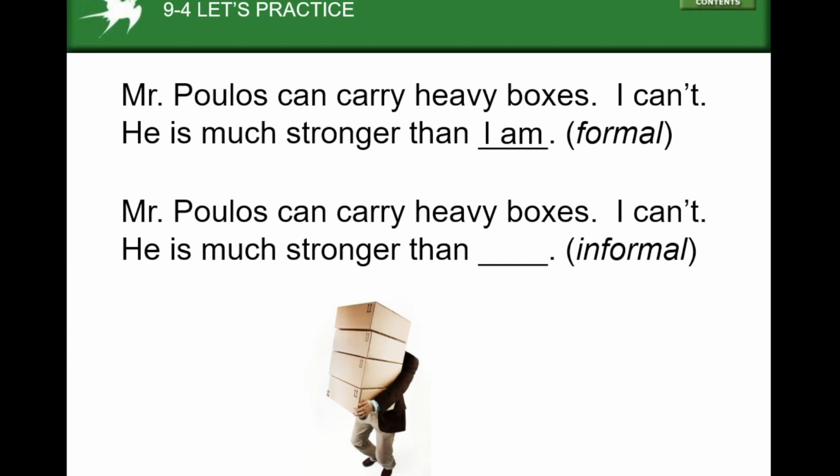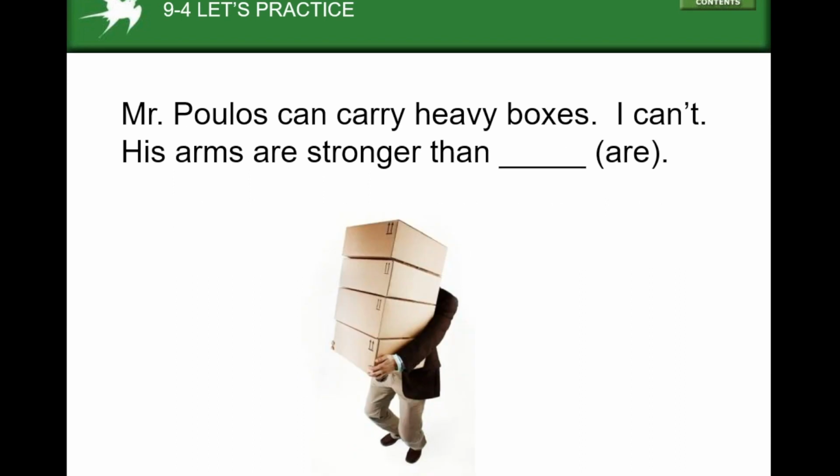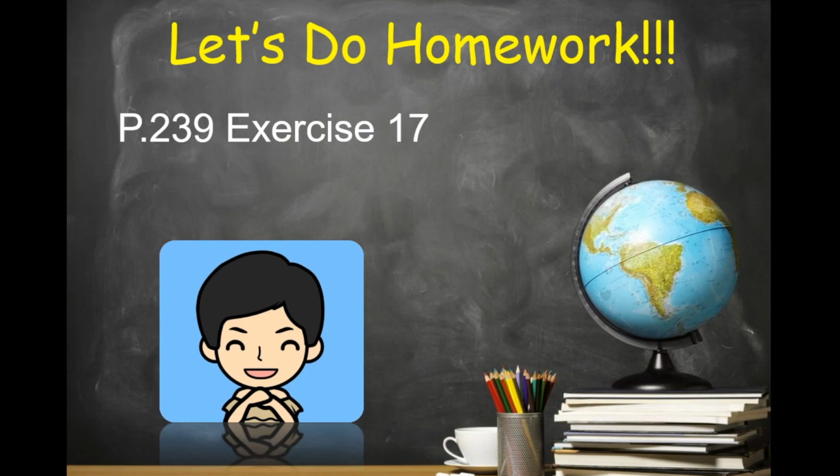Here we use me. He is much stronger than me. We use object pronouns in everyday spoken informal English. His arms are stronger than... Yes, we use possessive pronoun here. My means my arms. Now let's do our homework.